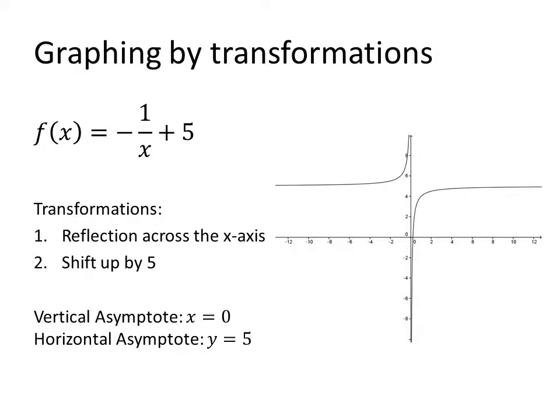In this case, notice that there is a vertical asymptote at x equals 0, and the horizontal asymptote is at y equals 5. It has shifted up with the graph.